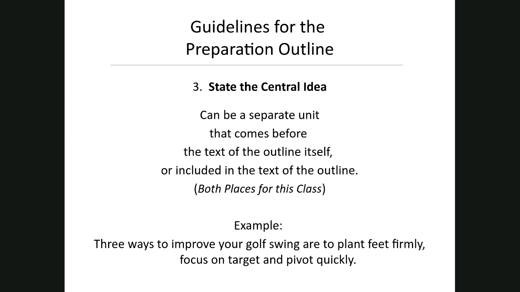Okay, example of a central idea for the specific purpose we gave earlier, which were 3 ways to improve your golf swing. The central idea to that specific purpose would read similar to 3 ways to improve your golf swing are to plant feet firmly, to focus on the target, and to pivot quickly. So you see, we have our 3 main points. To improve your golf swing, you need to plant your feet firmly. To improve your golf swing, you need to focus on target. To improve your golf swing, you need to pivot quickly.